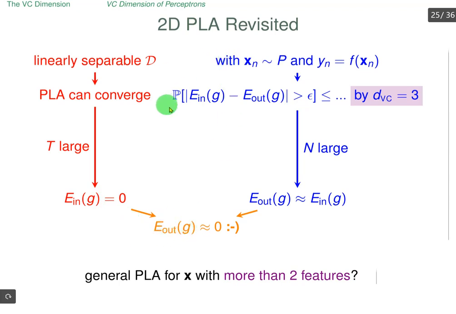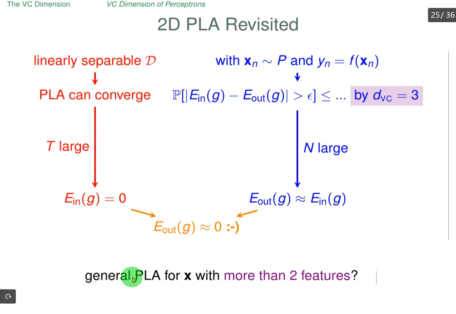But now, after doing all this analysis, it is sufficient for us to assume that the data is generated according to some unknown probability distribution, and y is generated by some target. Then the probability of this bad event, given that the VC dimension of perceptrons in 2D is 3, and if we have a large enough number of training examples, then we can say that out-of-sample and in-sample error are approximately equal.